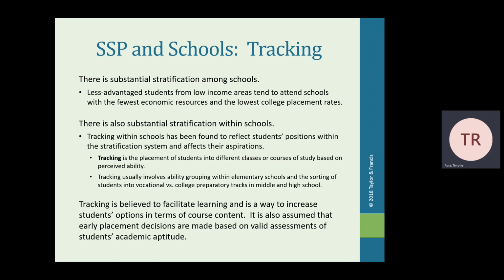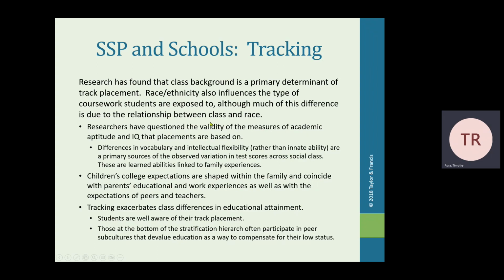because you're not taking into account the fact that students have different home lives. And so the differences in aptitude you see in elementary school might not be a truly individual level difference, or a purely individual level difference, because it is in part shaped by larger proximate and component principles. So, unsurprisingly, research has found that class background is a primary determinant of track placement. Race and ethnicity also influence the type of coursework students are exposed to, although much of this difference is due to the relationship between class and race.